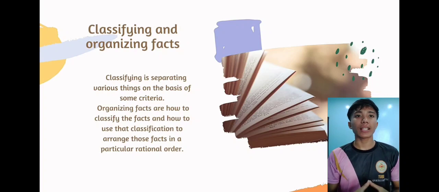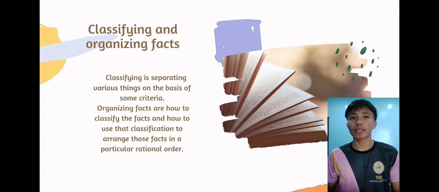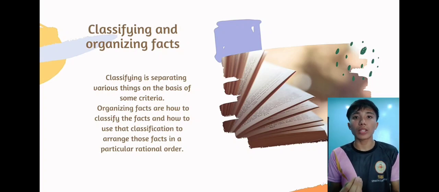So the next stage is classifying and organizing facts. Classifying is separating various things on the basis of some criteria. Organizing facts are how to classify the facts and how to use that classification to arrange those facts in a particular rational order. So in this stage of reading, we have classifying and organizing facts.